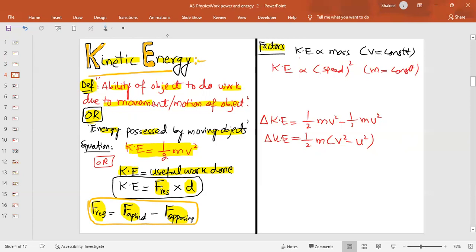Okay, well, about the factors, kinetic energy is proportional to mass if you keep speed constant. Like if two objects of different masses are moving at the same speed, the heavier mass would have greater kinetic energy. The second one is kinetic energy is proportional to speed square if you keep mass constant. Okay, the next thing is change in kinetic energy is half mv square minus half mu square, or taking 1 by 2m common, it will be v square minus u square.